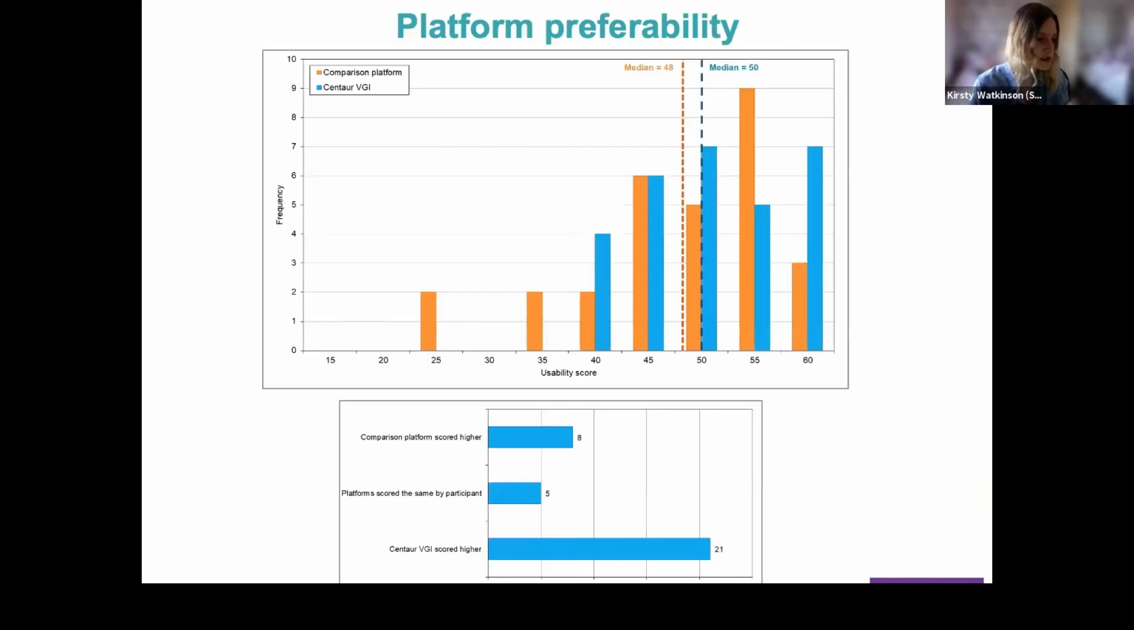So what have we found so far? Overall, participants preferred Centaur. The usability score was higher than the comparison, with a median score of 50 versus 48. You can visually see that there's less variation in the scores for Centaur, with no particularly low scores, whereas there were some with the comparison platform. This was confirmed by sign tests, where most of the participants scored Centaur higher.